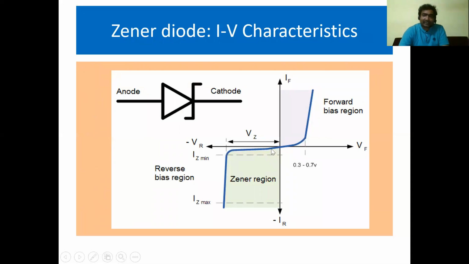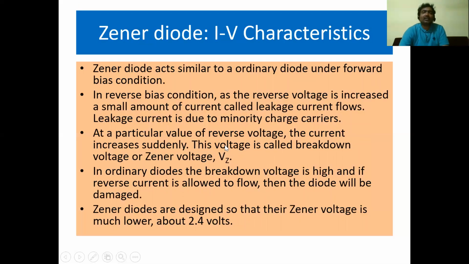As reverse voltage continues to increase, at a particular reverse voltage there is a sharp increment in the reverse current. This particular voltage at which the sudden increment in current takes place is called as breakdown voltage or Zener voltage.